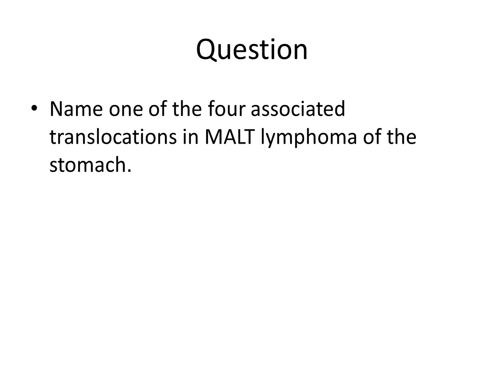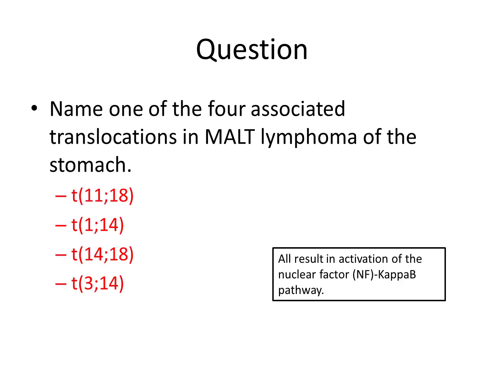Now for a question. Name one of the 4 associated translocations in MALT lymphoma of the stomach. The 4 translocations that are associated with gastric MALT lymphoma include translocation of chromosomes 11 and 18, translocation of chromosomes 1 and 14, translocation of chromosomes 14 and 18, and finally, translocation of chromosomes 3 and 14. All of these translocations result in activation of the nuclear factor kappa B pathway.